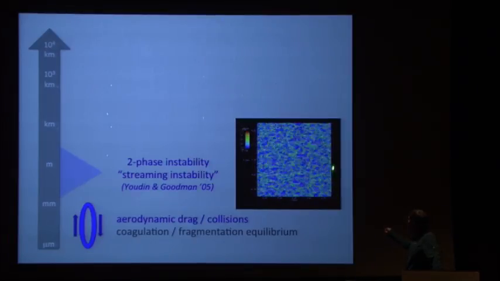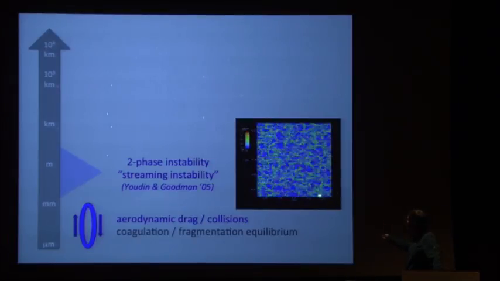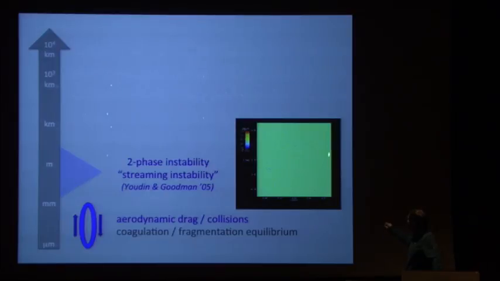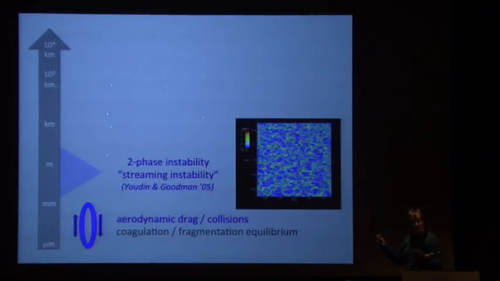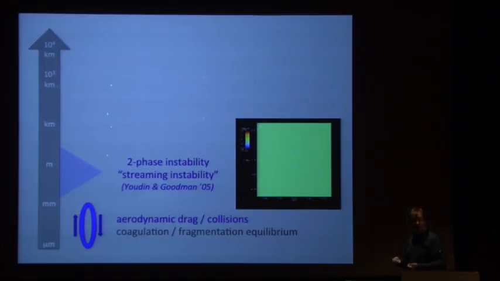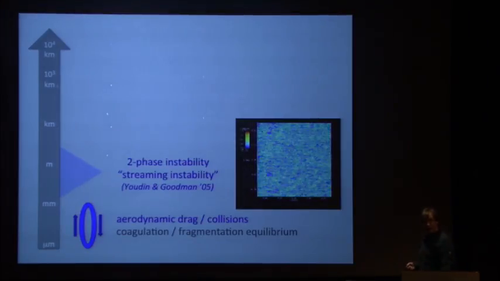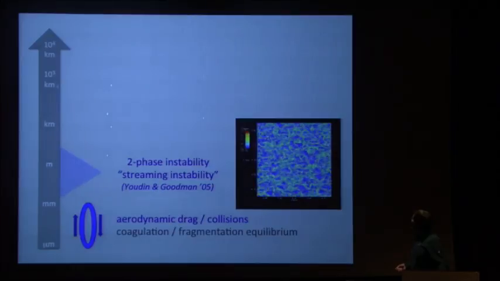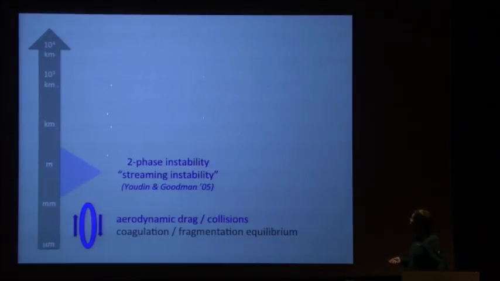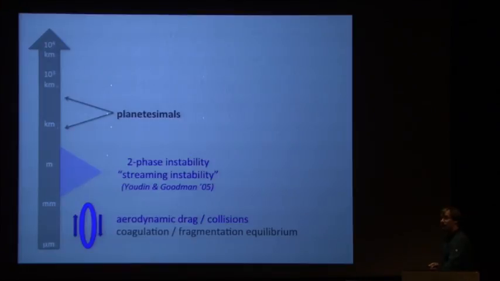So here's a little simulation of that. This is a small patch of the disk. This would be the radial direction. This would be the vertical direction. You're looking here at the density of solids. You start with a uniform distribution of solids, and this instability leads to very rapid clumping in the solid distribution. So this may be important for forming larger objects, maybe other ways also of forming those larger objects.